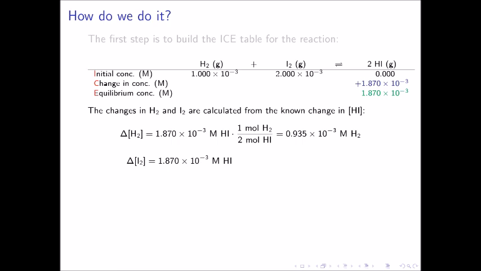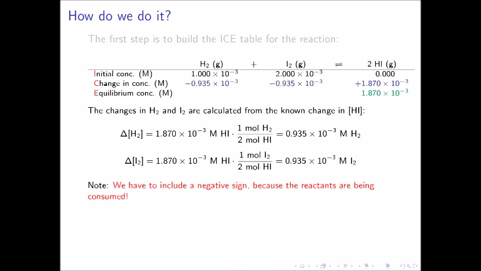When calculating the change in I2 concentration, we once again begin with our change in HI concentration, 1.870 times 10 to the minus 3 molar. Looking at our chemical equation, we find that for every 1 mole of I2 that is consumed, we form 2 moles of HI. This again forms our stoichiometric factor, and when we perform the multiplication, we once again find that 0.935 times 10 to the minus 3 molar I2 is consumed. When we add these two values to the table, we have to include a negative sign because the reactants are being consumed in this case, and so the concentration decreases.